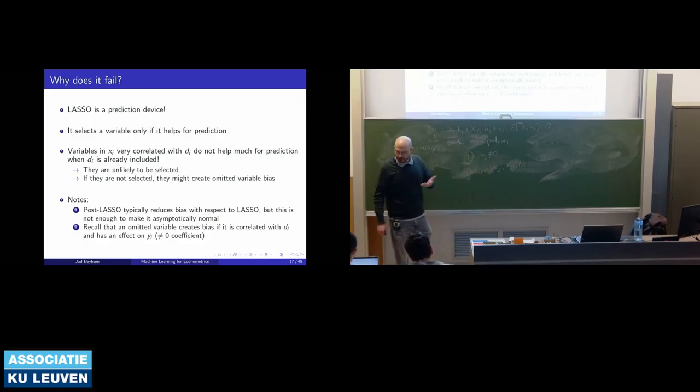So what will happen in practice is that there will be some variables that have an effect on y, but this effect is very small, but are very correlated with gender. And these variables will often be missed by lasso. And they are missed by lasso because they have a very small effect on y. So for lasso, it's very hard to see that these variables matter, but they will still create a lot of omitted variable bias because they are very correlated with gender.